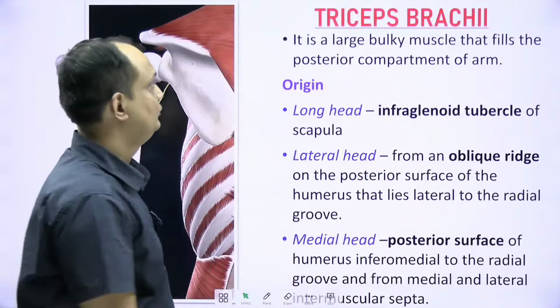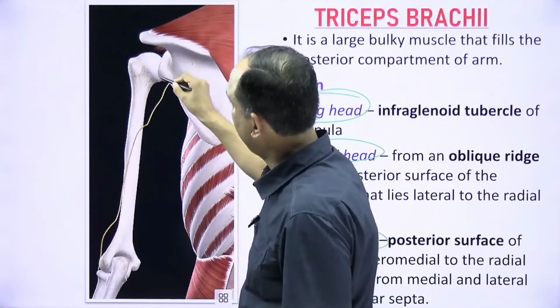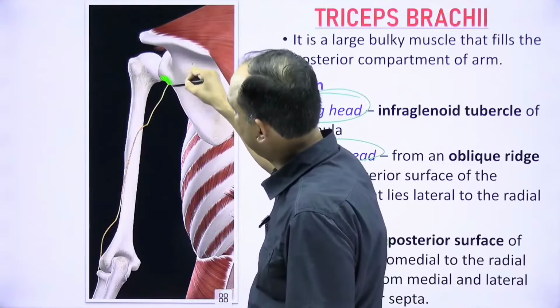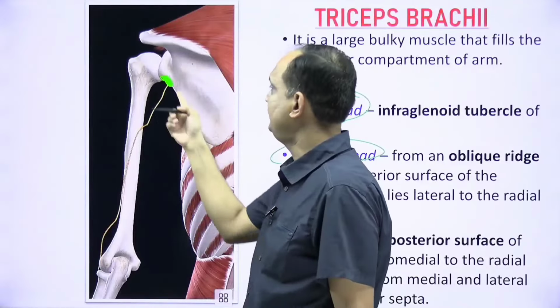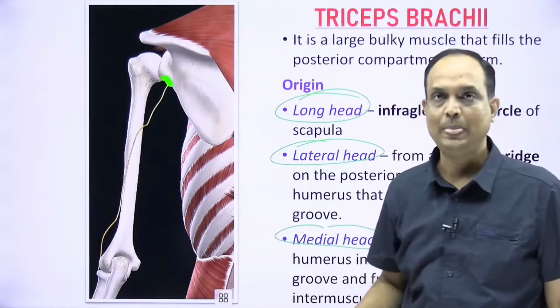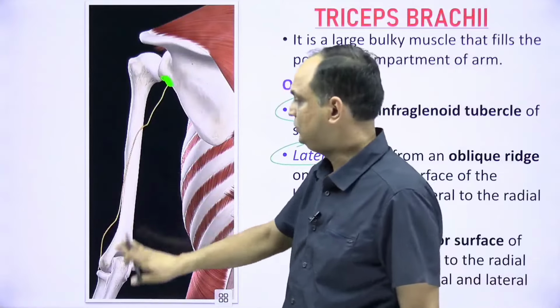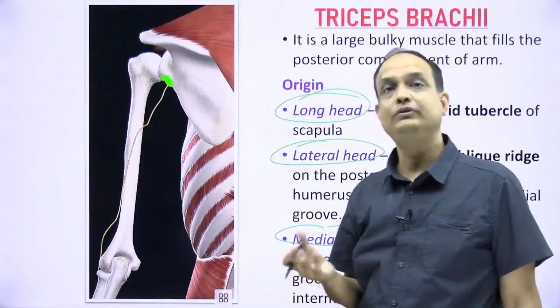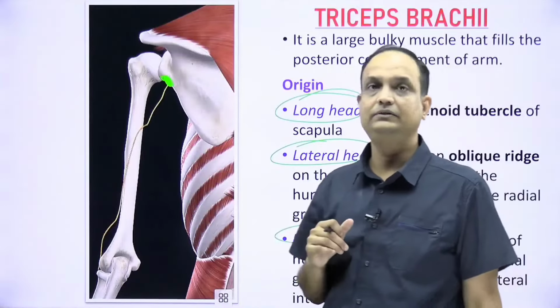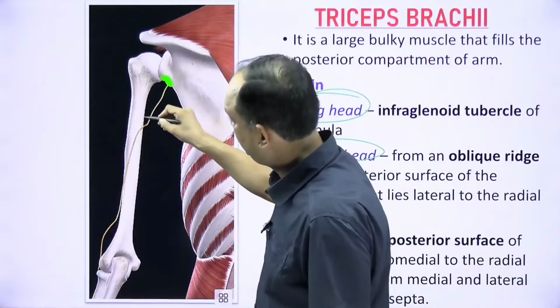Now, this long head arises from the infraglenoid tubercle. So, this is the area of the infraglenoid tubercle, or you can say how to locate this on the upper part of the lateral border of the scapula. Now, when you see the dorsal surface of the humerus, the students have confusion about the origin. So, my dear friends, you have to first locate the radial groove.